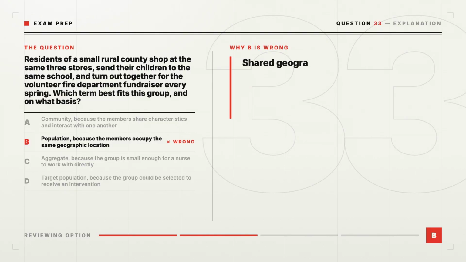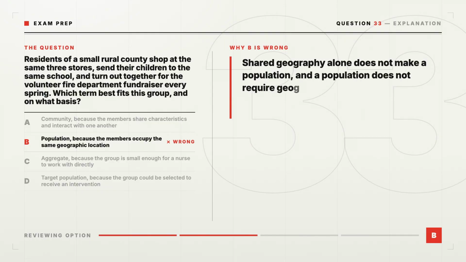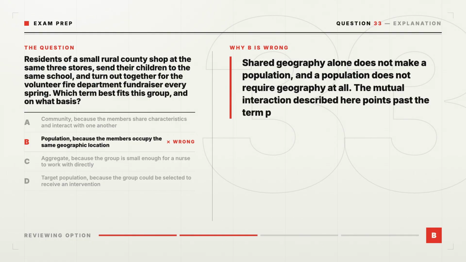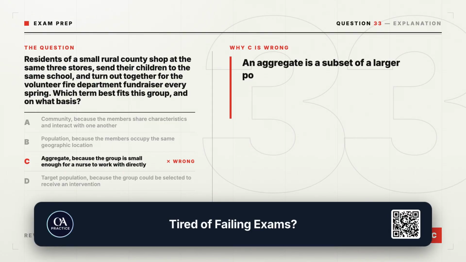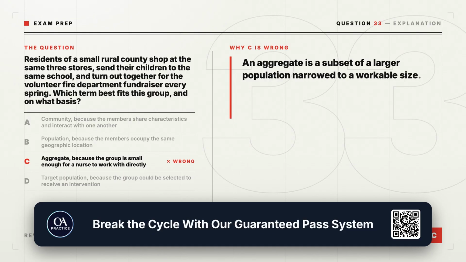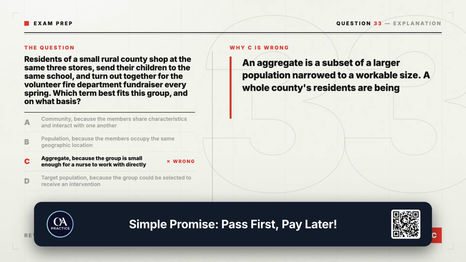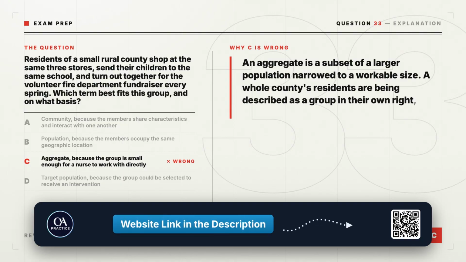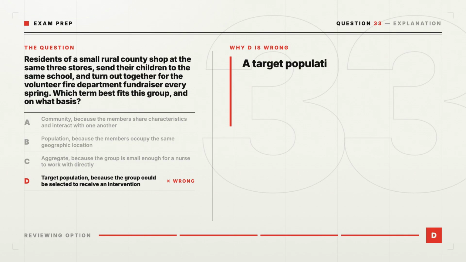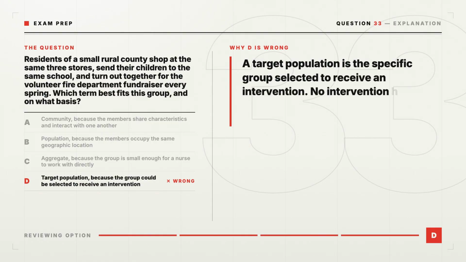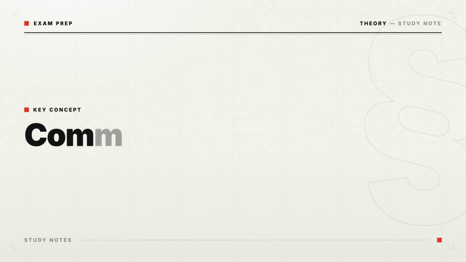B is wrong because shared geography alone does not make a population, and a population does not require geography at all. The mutual interaction described here points past the term population to community. C is wrong because an aggregate is a subset of a larger population narrowed to a workable size. A whole county's residents are being described as a group in their own right, not as a slice carved out of something larger. D is wrong because a target population is the specific group selected to receive an intervention. No intervention has been proposed, so nothing has been targeted.